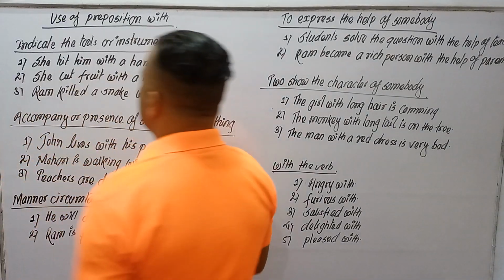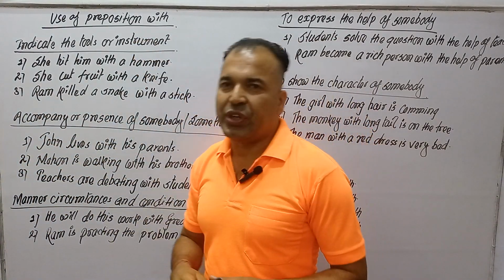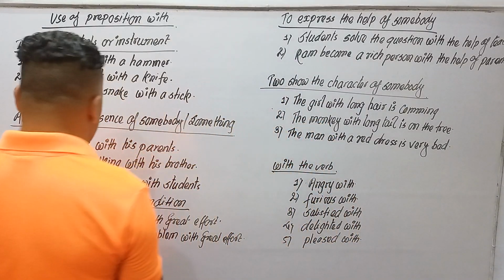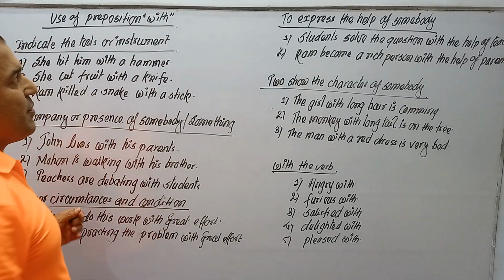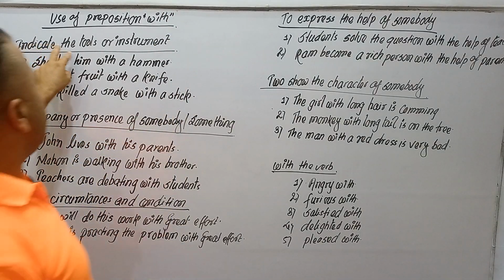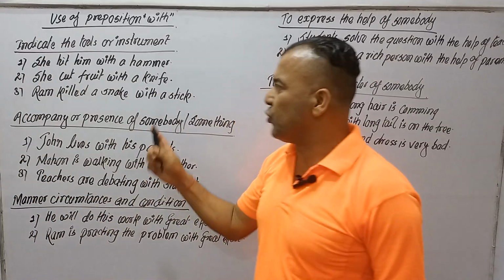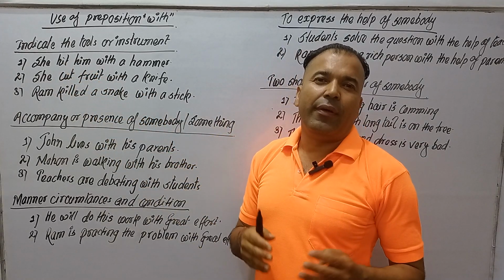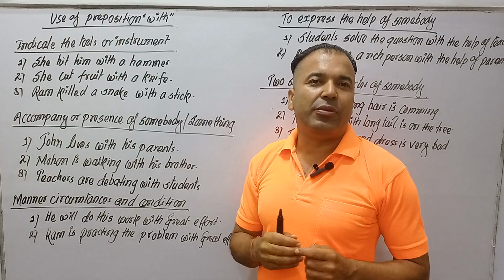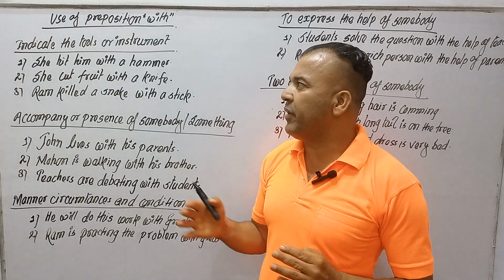Use the preposition with. So how to use the preposition with? This "with" is a preposition that indicates the tools or instrument. See, hit it with a hammer. "With a hammer" means the hammer is its instrument.